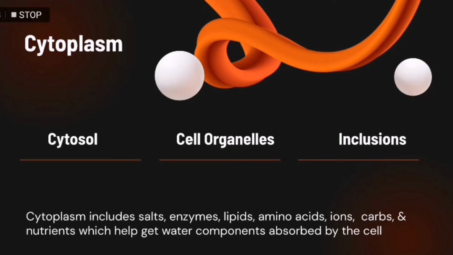Now, the inclusions are salts, enzymes, lipids, amino acids, ions, carbs, the macromolecules, as well as nutrients. These nutrients are very, very important because when water needs to come into the cell, these nutrients allow water components to be easily absorbed within the cell, through osmosis.